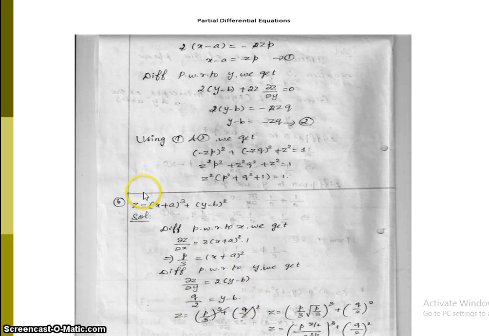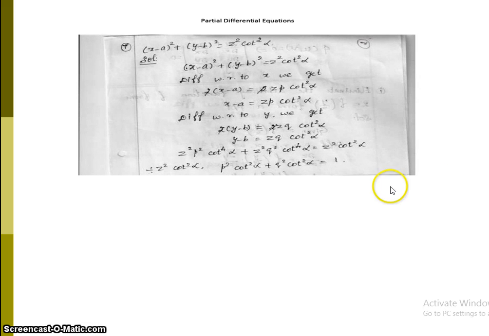So replacing these two values in the original equation, we get z equals (p by 3) to the power 3/2 plus (q by 2) whole squared. Then expanding this, we get the required solution. Okay, so this is our last problem.